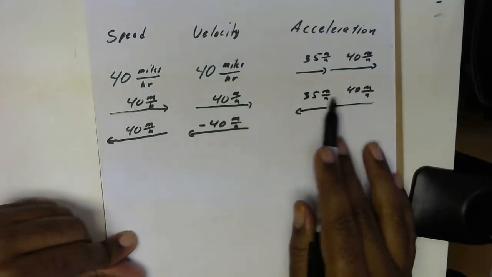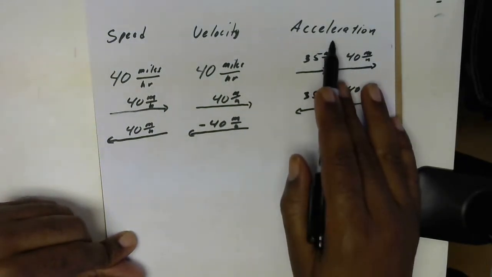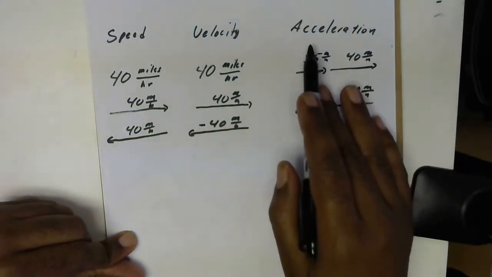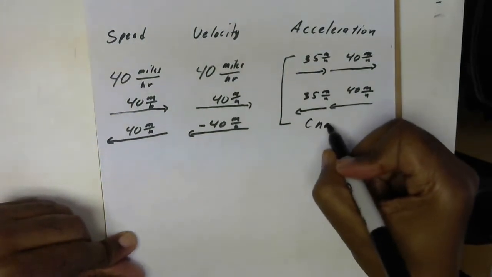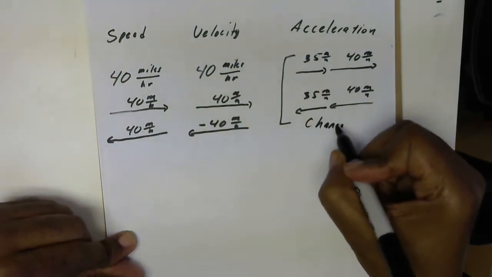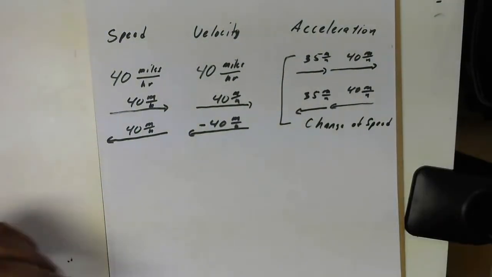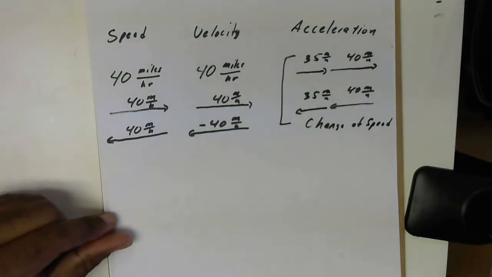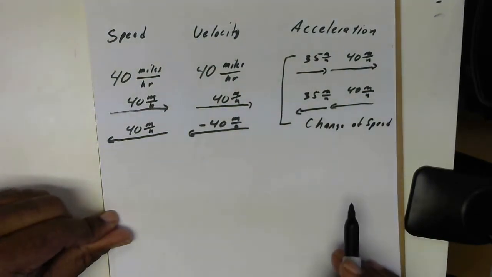Well, even though I am slowing down, this is a change of speed. And any change of speed is an acceleration. So going from 40 miles per hour to 35 miles an hour is an acceleration. So let's say acceleration is any change of speed. Now, let's talk about another acceleration besides change of speed.